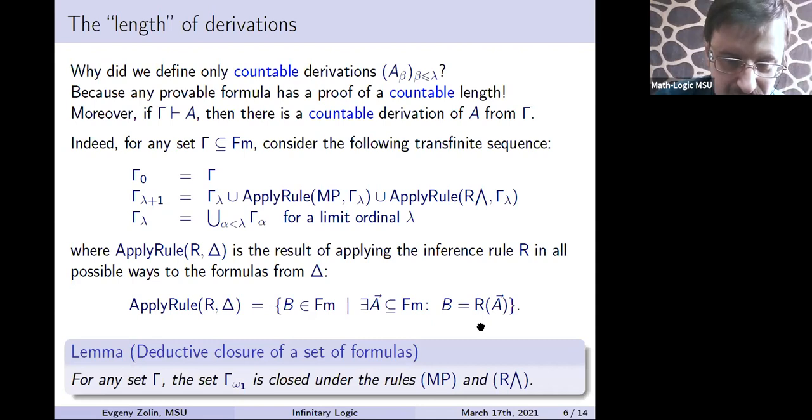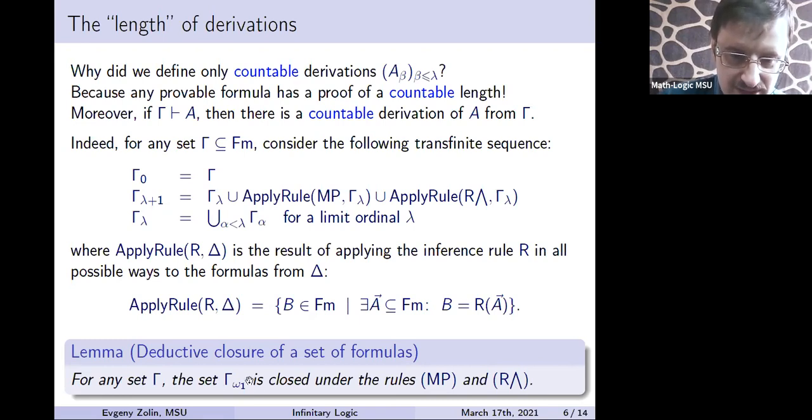And the main fact is that for any set gamma, so the question is, when do we obtain all consequences of gamma, all derivable formulas? For which ordinal do we obtain it? And the answer is, again, the same as in the previous lecture for some different question. At the step omega 1. Omega 1 is the first uncountable ordinal. So all ordinals that are less than omega 1 are countable. And this is the first uncountable ordinal.